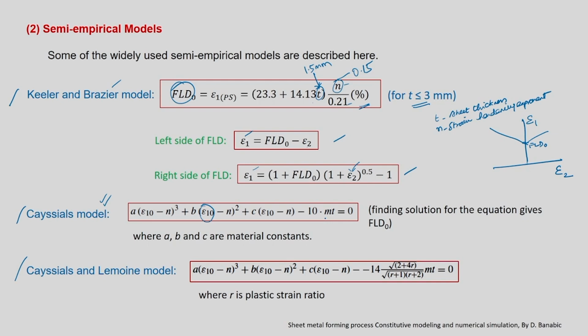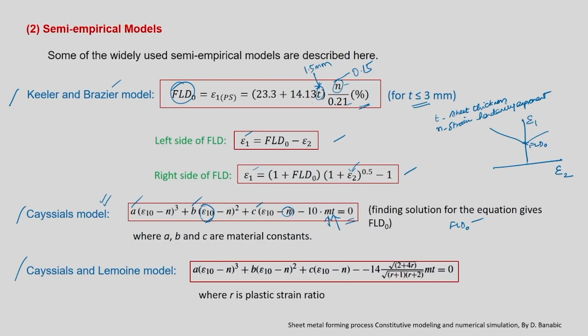Here A, B, C are fit constants for the material, and the material properties are n, the strain hardening exponent, and m, the strain rate sensitivity index. Of course, sheet thickness is also there. For a particular value of n, m and t, one can get A, B, C such that epsilon 1 naught satisfies this equation. From this you can get FLD0. So, it is done.